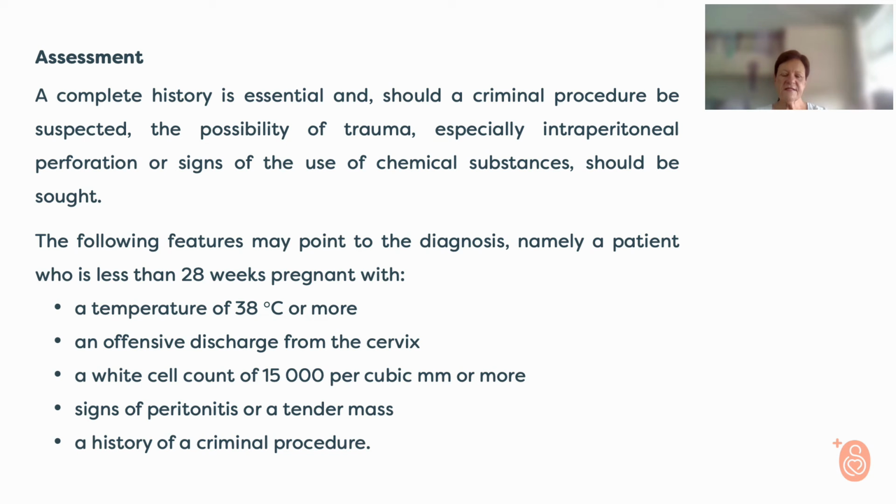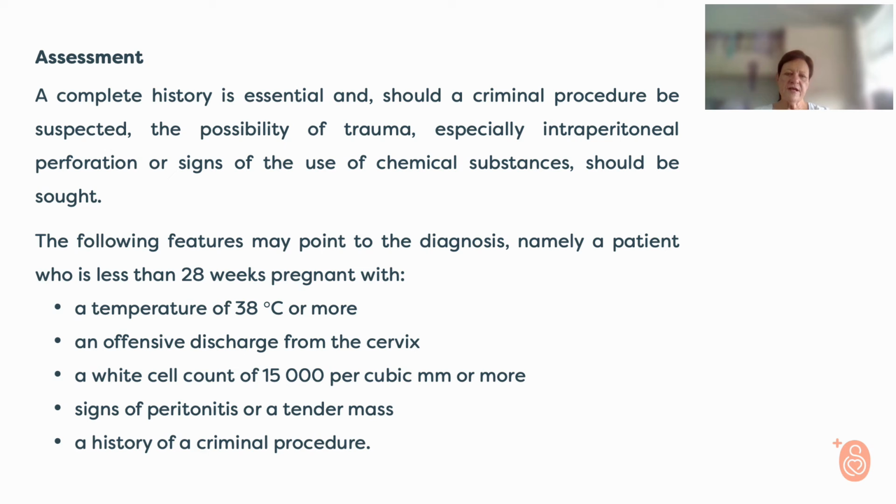Now, when we assess these patients, a complete history is very essential because we need to determine where this is coming from. It might be from a normal abortion, as we've said previously, or there is also the possibility that it came from a criminal procedure. So we should look at the possibility of trauma or the signs of the use of chemical substances, etc.